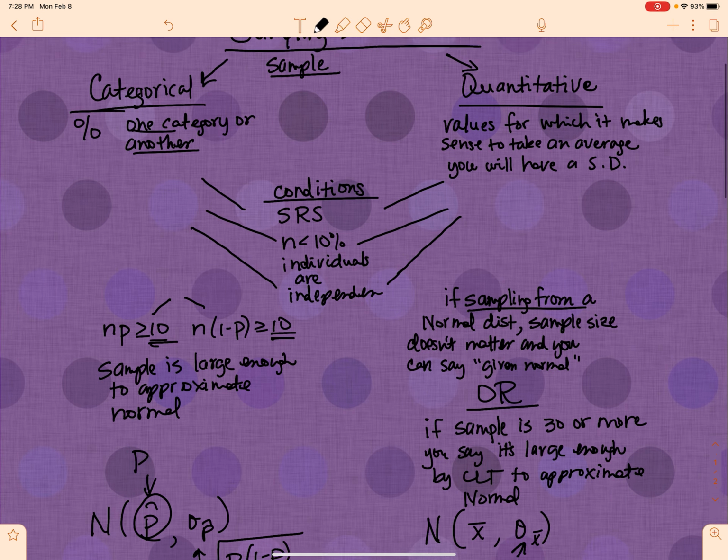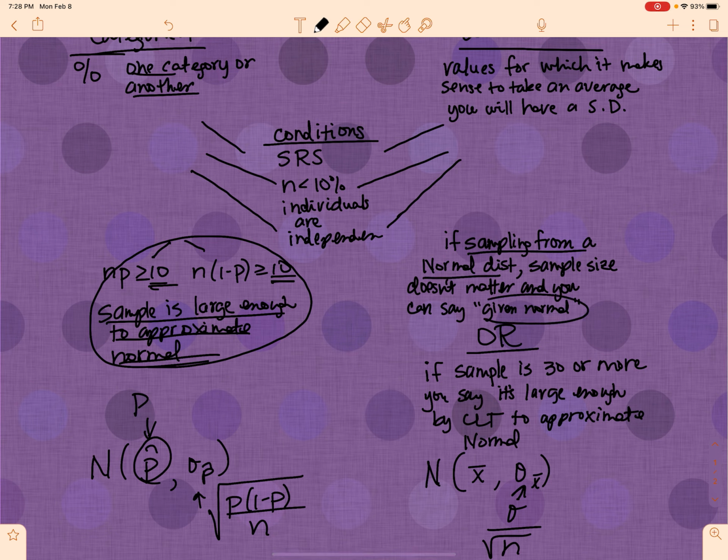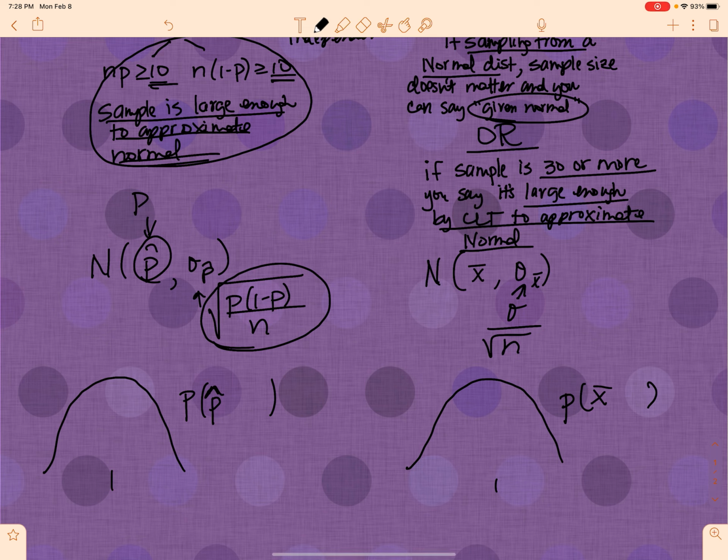Okay, so our conditions are the same except for when we get to approximating normal. And notice I make a statement for NP rules, it's large enough to approximate normal. If you're sampling from a normal distribution, all you have to do is write given normal. If your sample size is 30 or more, then you need to say it's large enough by CLT to approximate normal. And then of course you have your appropriate formula for your standard deviation depending on whether you have categorical or quantitative data.